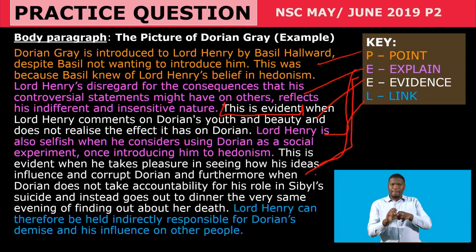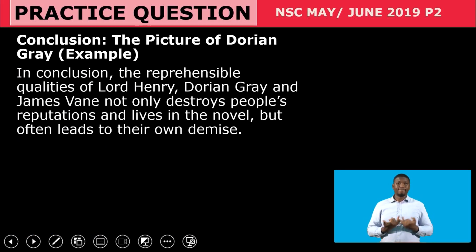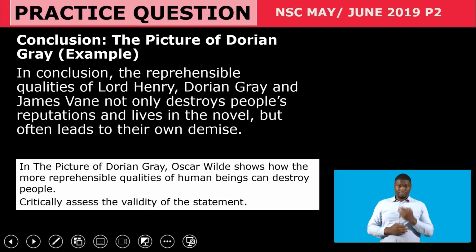Now we are linking it. Lord Henry can therefore be held indirectly responsible for Dorian's demise and his influence on other people. Now let's look at the conclusion. In conclusion, the reprehensible qualities of Lord Henry, Dorian Gray, and James Vane not only destroy people's reputations and lives in the novel, but often lead to their own demise. So here we have, once again, summarized the key points and we are not introducing any new information.